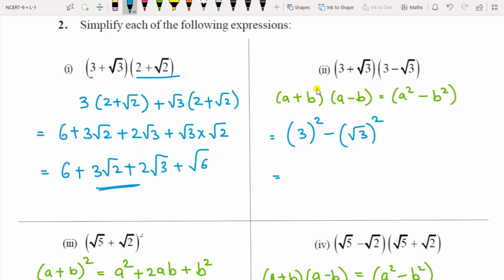Now see this question. It is in the form of (a plus b) and (a minus b). The numbers are the same, only the sign is different: in one it is plus, in the other it is minus. The formula becomes a square minus b square, that is first term square and second term square with minus in between. Here the first term is 3 square, the second term is root 3 square, with minus. 3 square is 9, and if you square any root number, the root is removed, so it will be only 3. 9 minus 3 is 6, which is the answer.